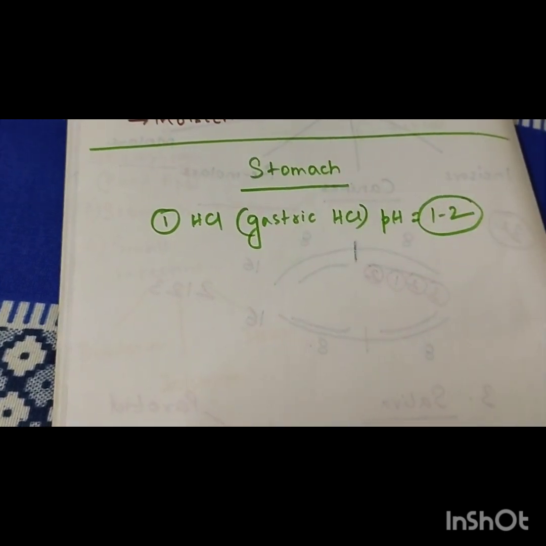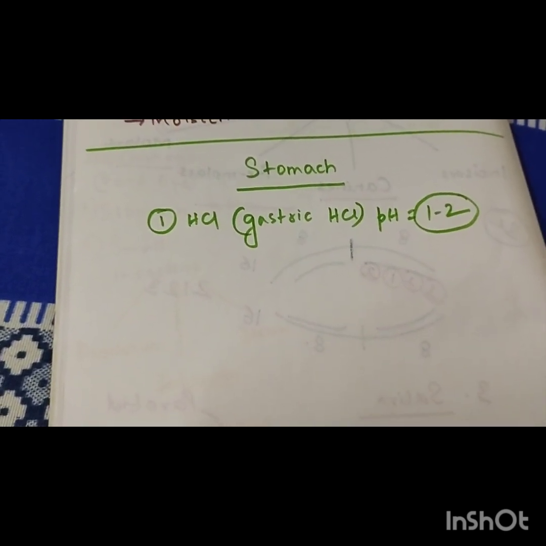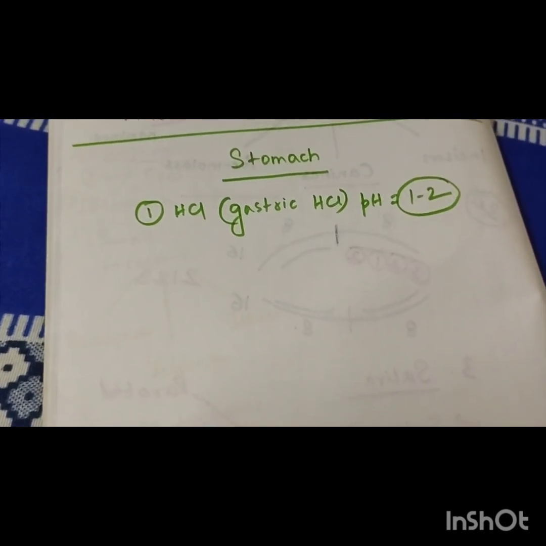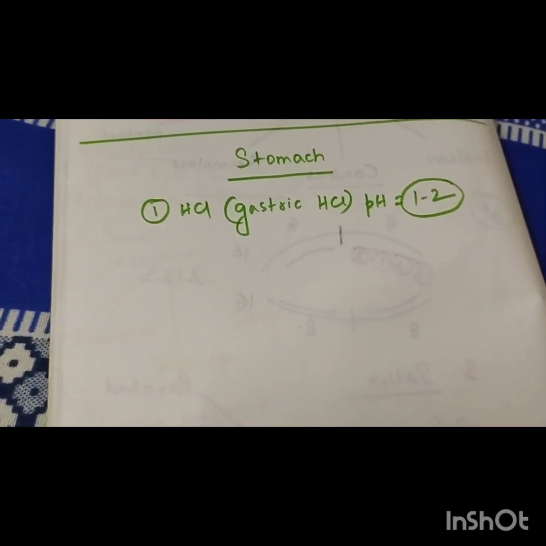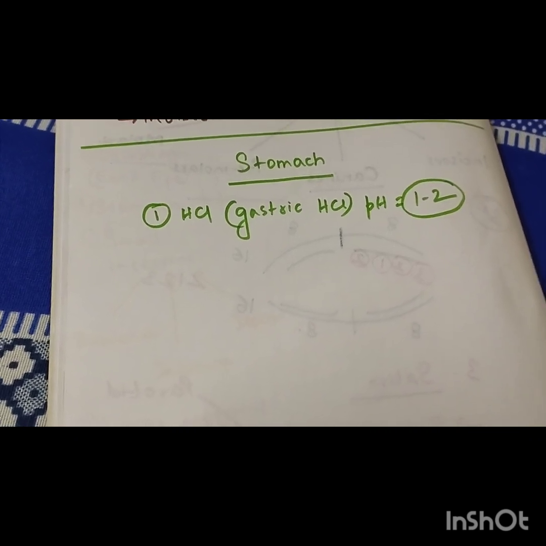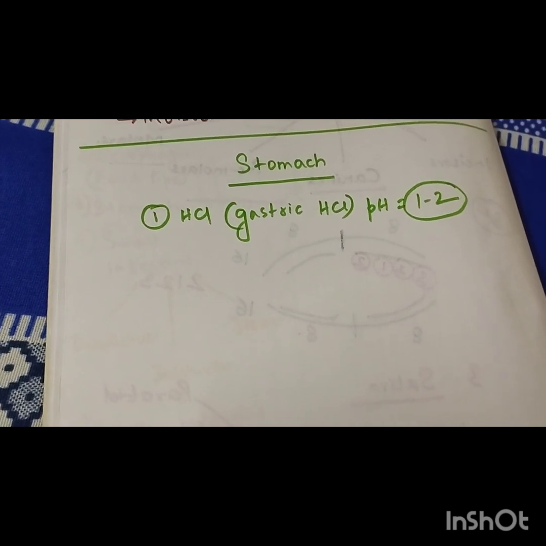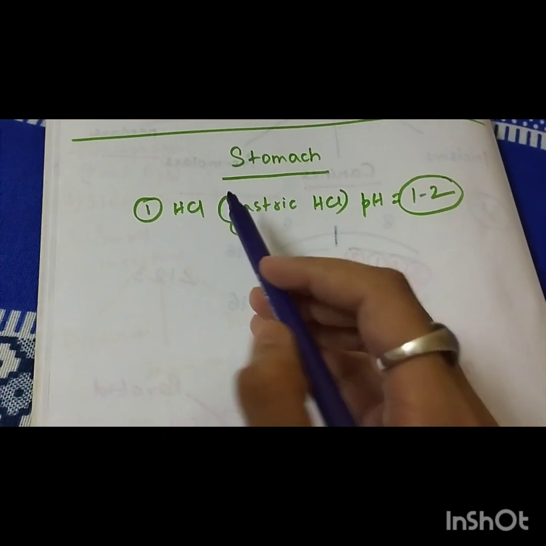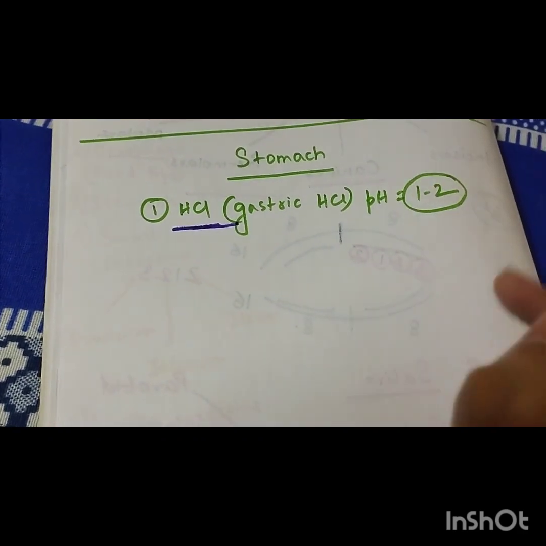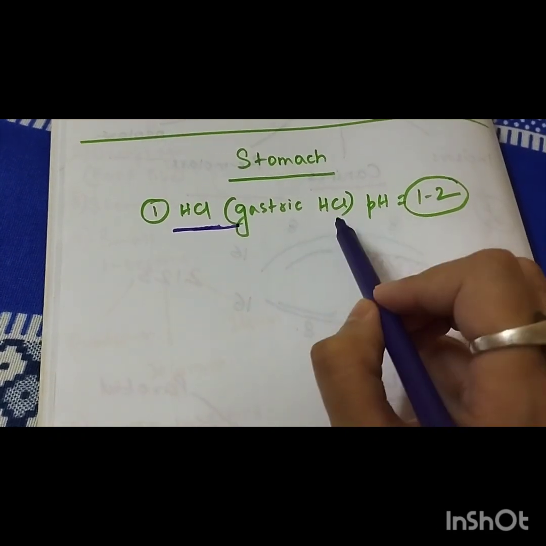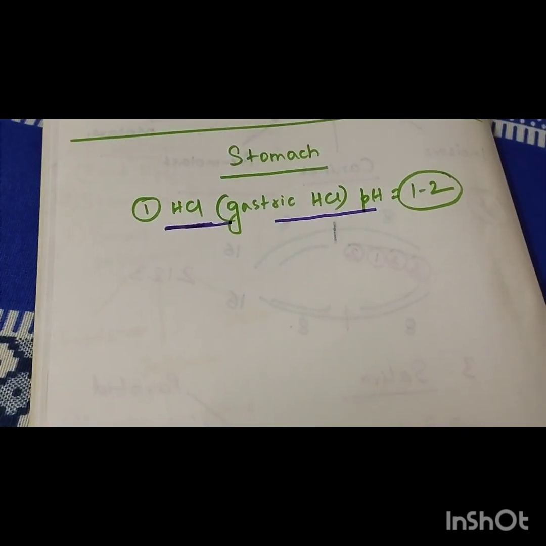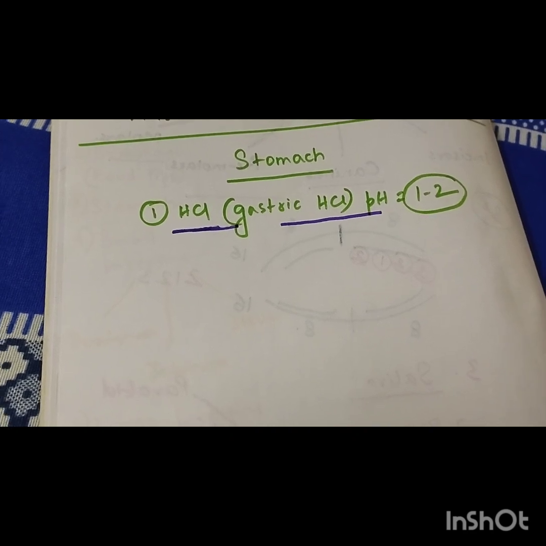This is highly acidic. So why is gastric HCl secreted? The first reason is that when we eat food, it will have some microorganisms like bacteria and fungus present along with it. When those microorganisms are exposed to gastric HCl, they will not be able to withstand the acidic pH, and the majority of the microorganisms will be killed.